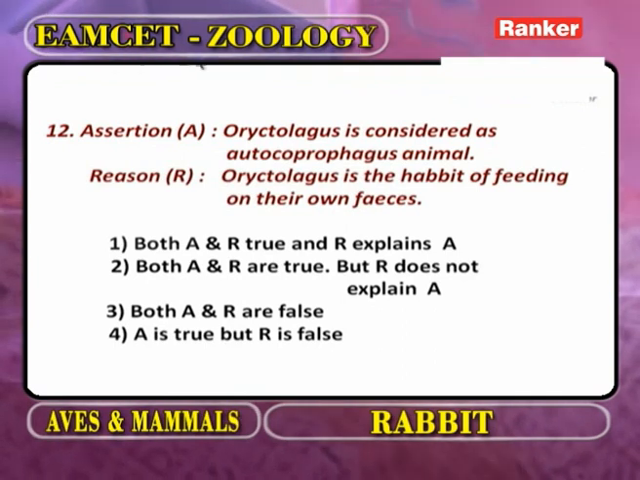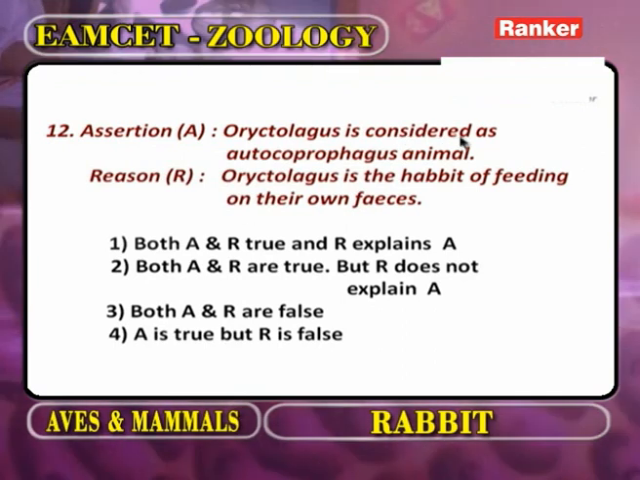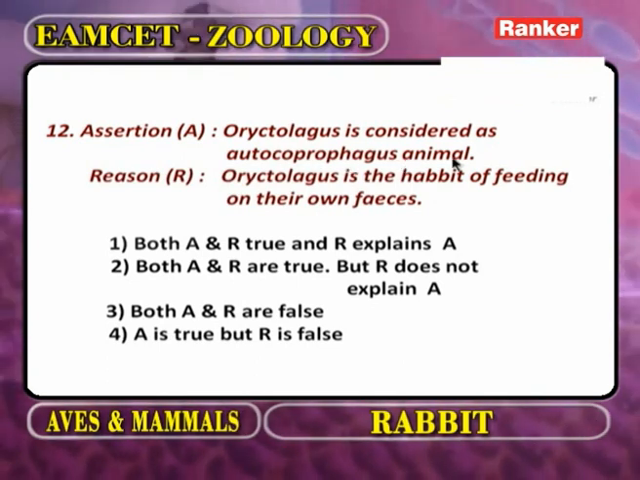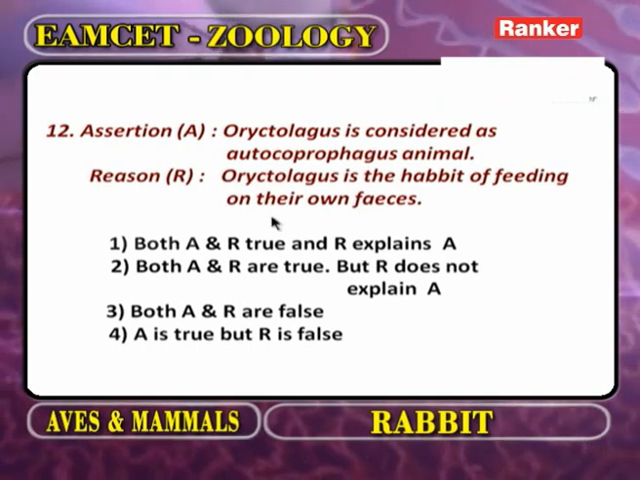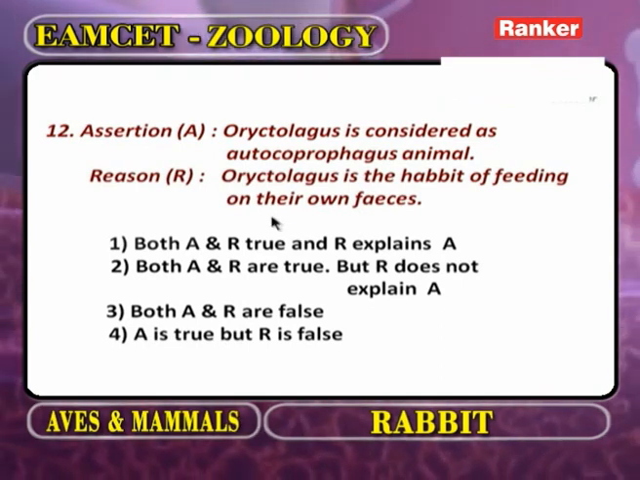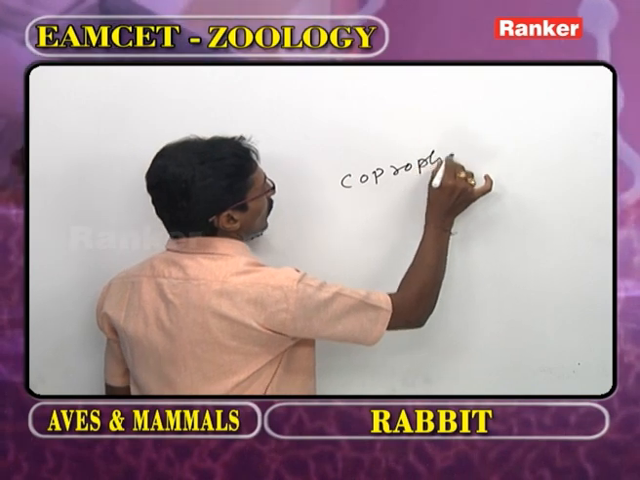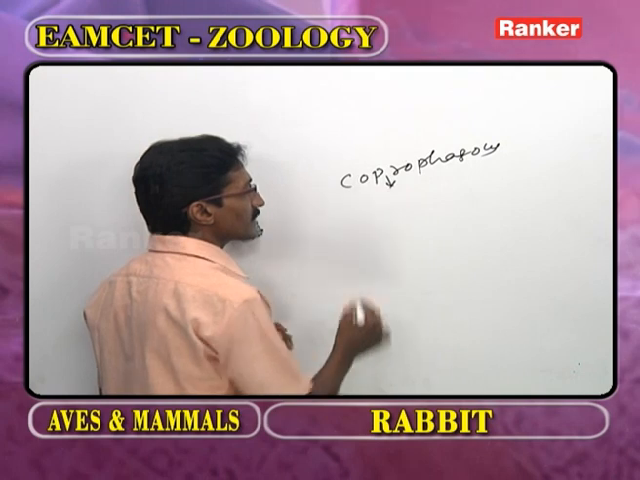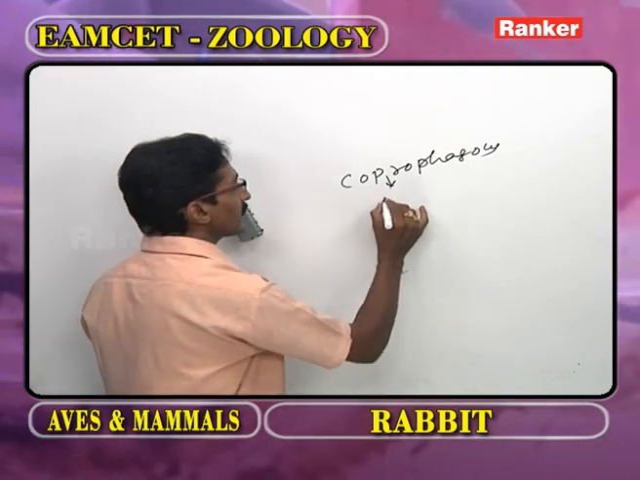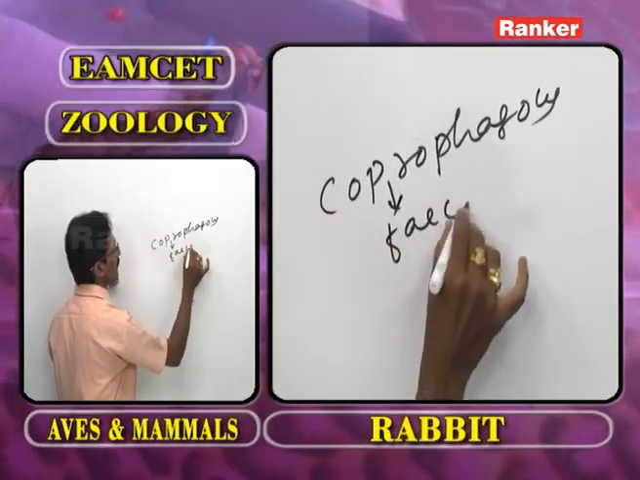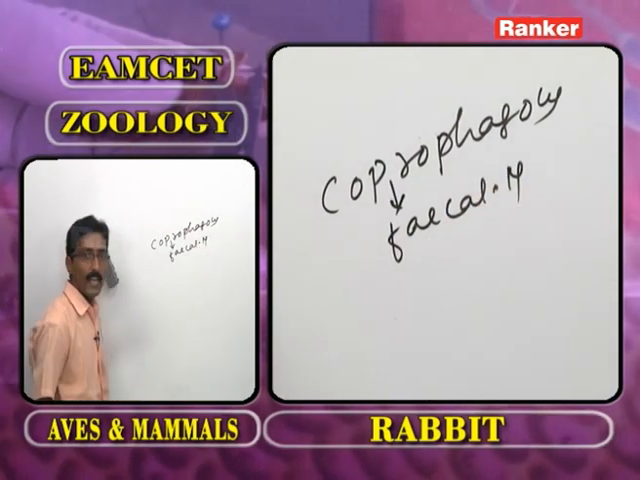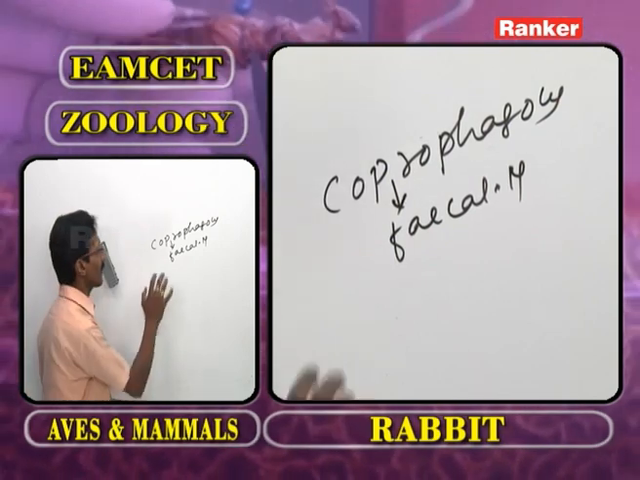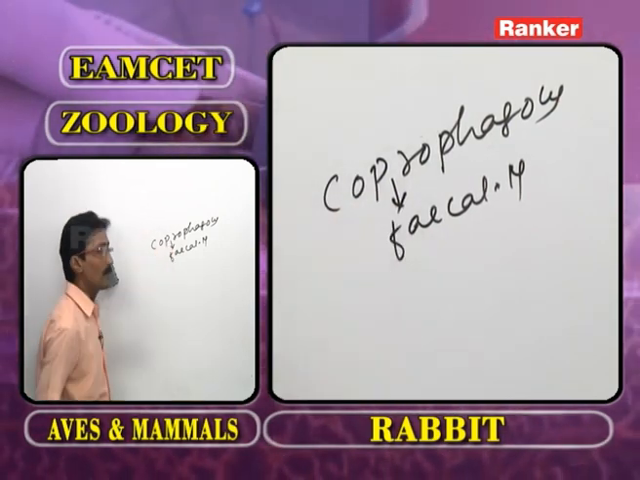Assertion. Oryctolagus is considered as autocoprophagous animal. Now, as we observe here, one word is called coprophagous. What is meant by coprophagous? Coprophagous means the animal eats on fecal matter. If the animal eats the fecal matter of another animal, that we call it as coprophagous.